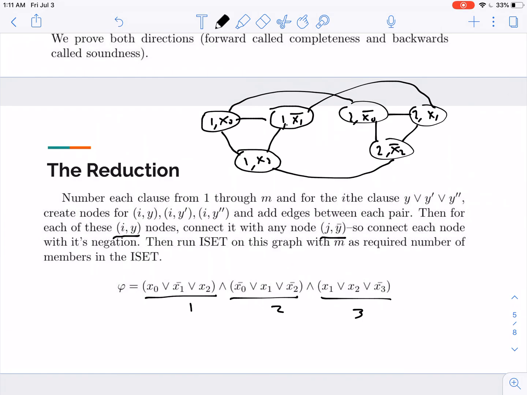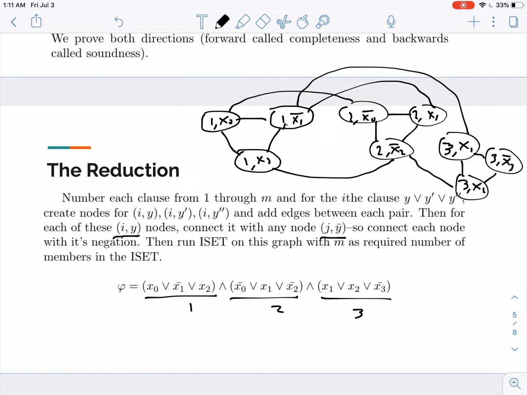And then we'll also make a triangle for the last clause. So we'll have (3, x1), then we'll have (3, not x3), and then we'll have (3, x2). And again, we'll connect all three of these. And now we'll connect this x1 node to this not x1 node, and we'll connect this x2 node to this not x2 node. And there are no x3 nodes, so that's the reduction that we're going to be doing.